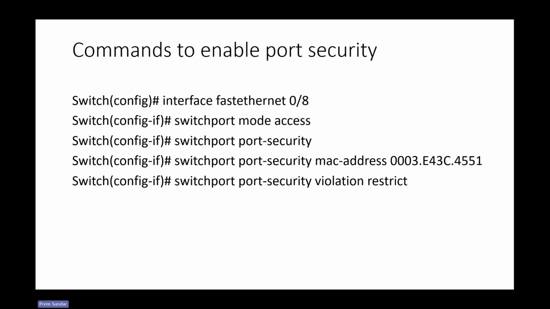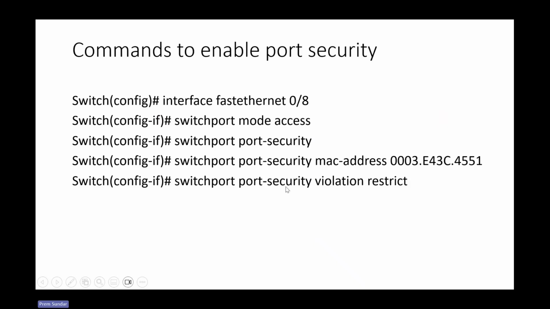Basic configuration for enabling port security on a Cisco switch is as shown. The switchport mode access command configures the port as an access port. The switchport port-security command enables port security on the interface. The switchport port-security mac-address 0003E43C4551 command specifies the allowed MAC address.